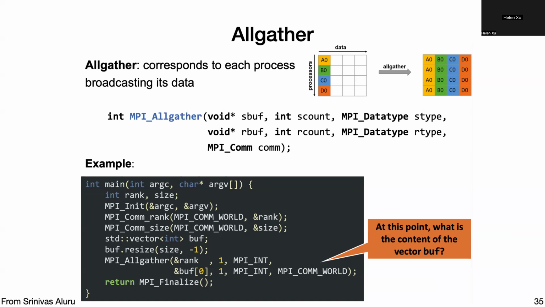And so at the end of this, what is in the buffer? Everybody will get all the ranks in order, regardless of who you are. So process 0 will get 0 through p minus 1, process 1 will also get 0 through p minus 1, and so on.